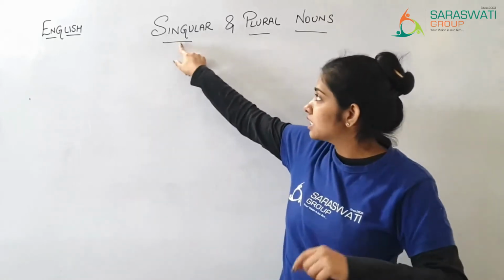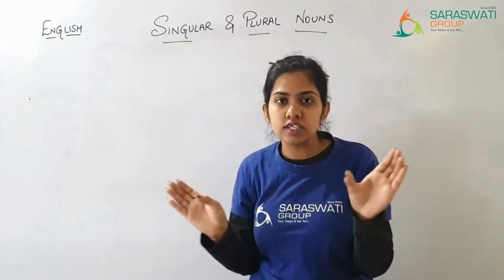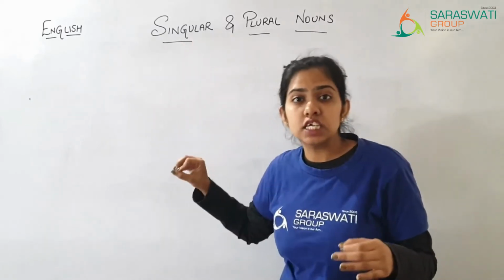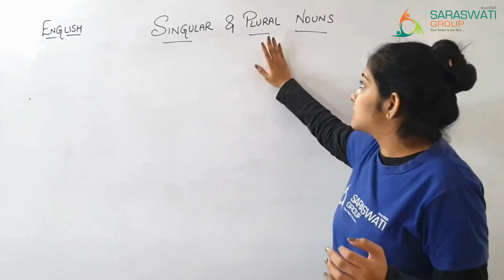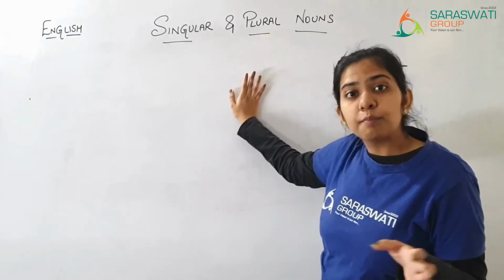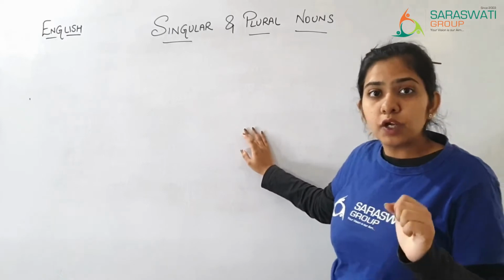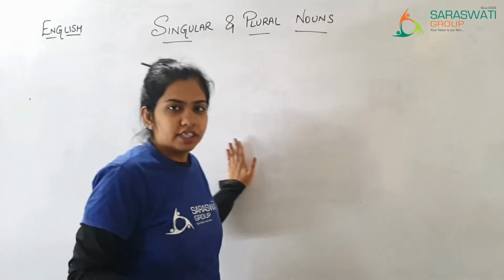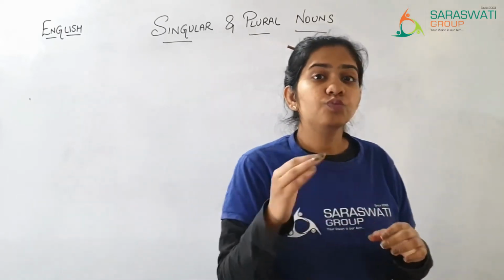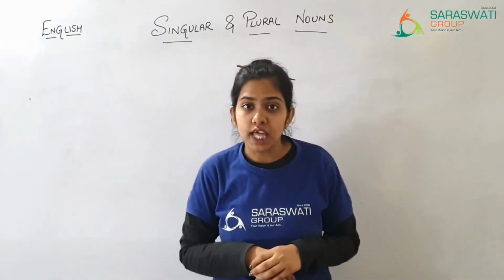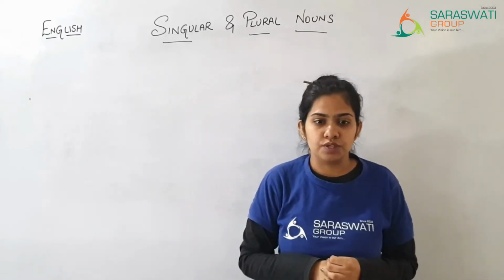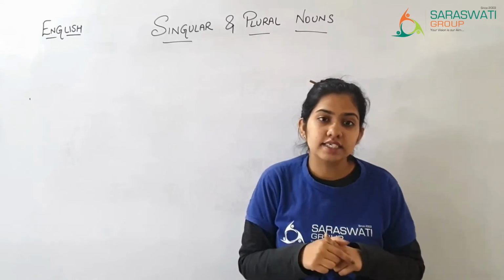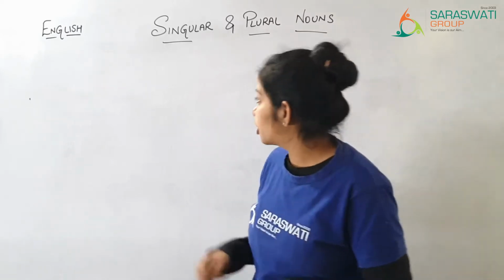Just part the words and then speak. Singular, singular, right? And this is plural, plural. Okay, so singular and plural nouns. Now we all know what singular nouns are. When we are talking about only one thing, a singular noun stands for only one person or a thing.